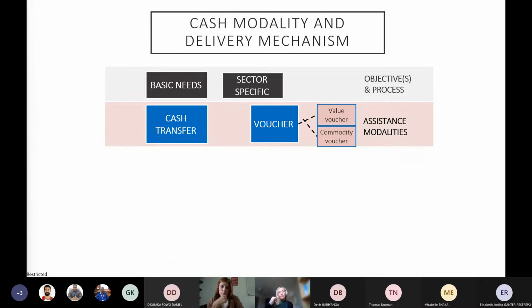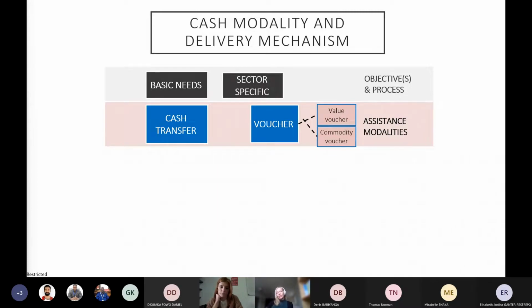It can either be a value voucher, meaning that they just have an amount that they can then go and spend maybe in different stores and still somehow buy according to priorities, but it would always be quite restricted in terms of what they can buy, because it depends on who we have contracted.